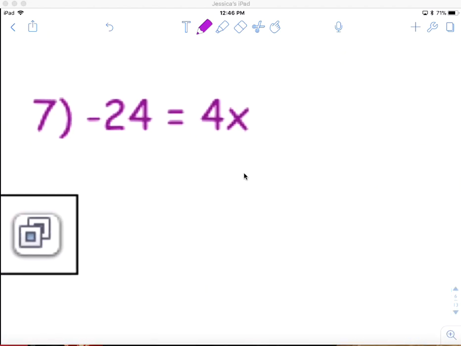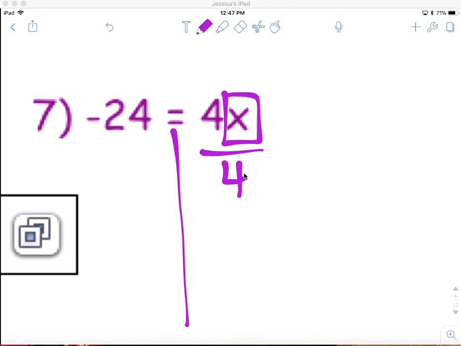Number 7, to get rid of the 4, that is 4 times x, so the opposite is to divide by 4. Be careful with your signs. Negative 24 divided by 4 is negative 6.